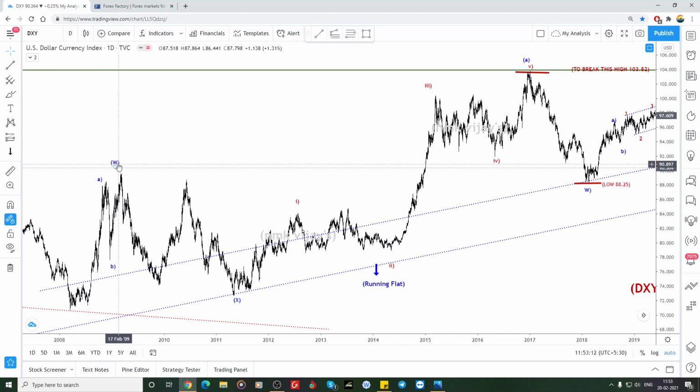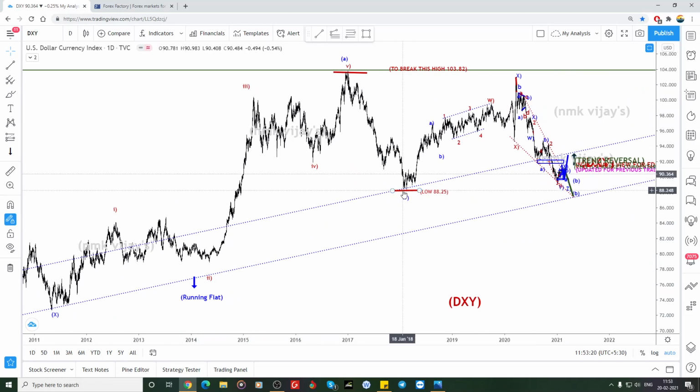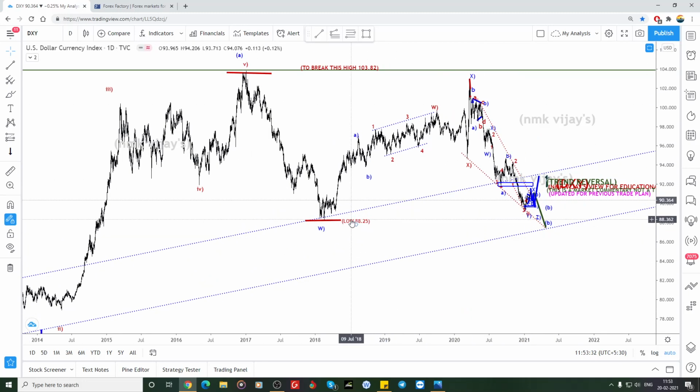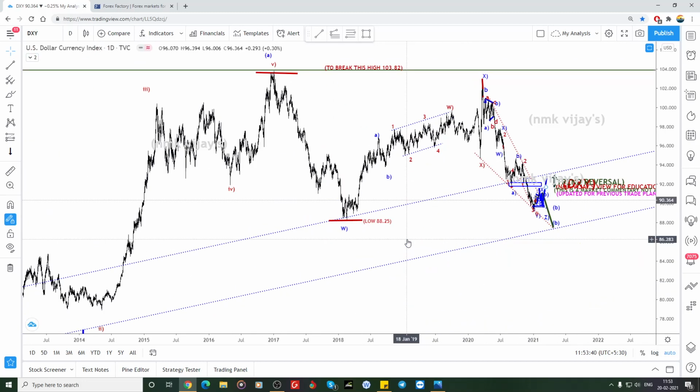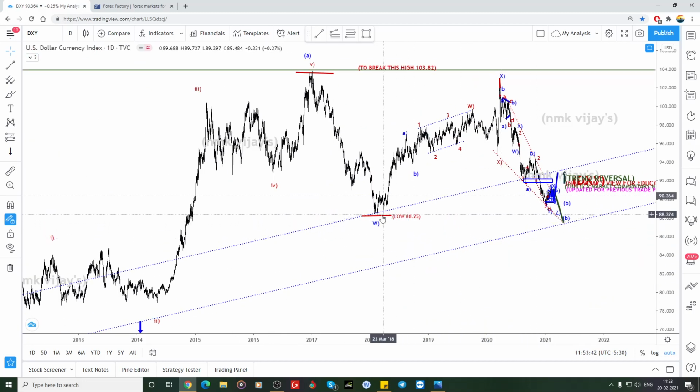In the previous count I thought this is a W, this is an X, A, B and C ended here, and I took this as a running expanded flat. In that case this is A, then B, and if it breaks this, that becomes invalid, and after that I need to recheck everything. But it has still not broken this low. Even so, from this price action I came to a conclusion that it may break this low also. So it has to reach 87.2.